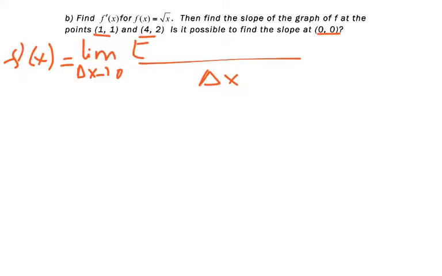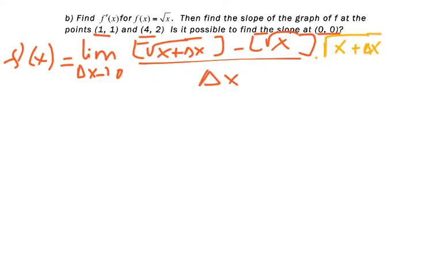Okay, so the first one we can say is square root of x plus delta x, minus the second function, which is square root of x. So we see that for this one we have to multiply by the conjugate. So square root of x plus delta x plus square root of x, over the same thing, square root of x plus delta x plus square root of x.